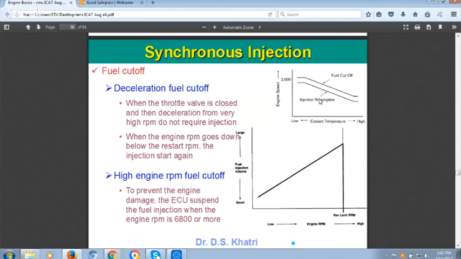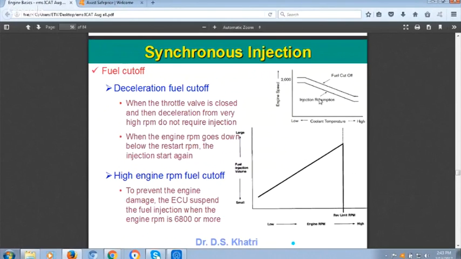5000 to 4000, cut off. 3000 to 2500, cut off. But when it reaches 2000, it can restart automatically. But when to restart is again a calibration. Should I restart at 2000, 2100, 1900, 1800? So that we have to check.